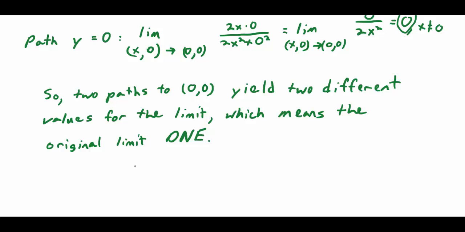Now keep in mind, you can only use this technique to show that a limit does not exist. You can never use it to show that a limit does exist. Because even if you get the same limiting value on 2 or 3 or a million different paths, you have to show that it's the same on all paths. So you can't use this technique to show that a limit does exist, only that it doesn't.